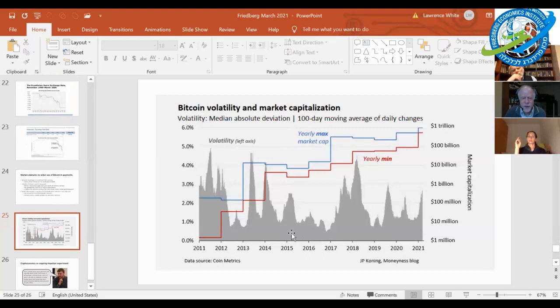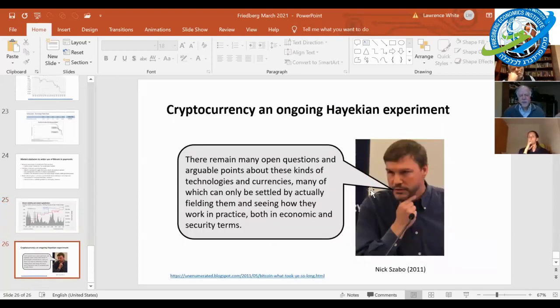Here's a chart just showing that the volatility hasn't gone down. So the volatility is these dark peaks. And since 2011, it's pretty much stayed the same. The lines are showing how the value has risen over time. So the rising value of Bitcoin, measured by the market capitalization, hasn't diminished the percentage variation in the value, as measured by deviations from the moving average. So we have to wait and see, of course, how well cryptocurrencies, Bitcoin being the leading case, are going to catch on.